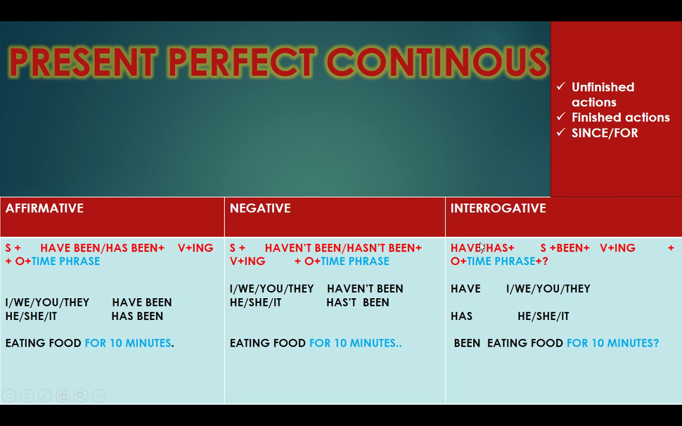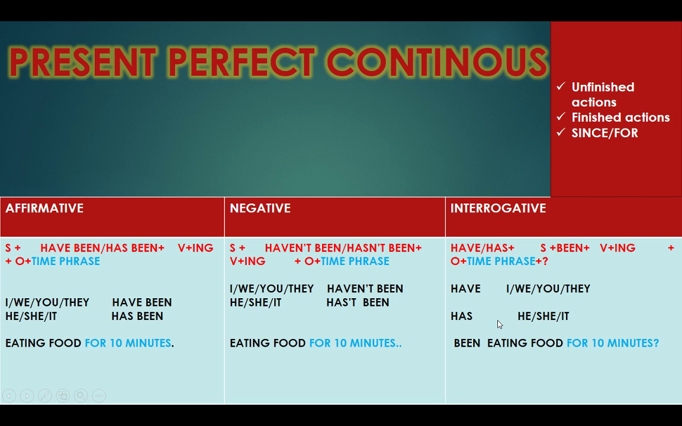देन इंट्रोगेटिव में have शुरू में आ जाएगा, have और has शुरू में आ जाएगा, फिर प्लस एंड देन सब्जेक्ट, फिर been, फिर प्लस वर्ब ing, फिर ऑब्जेक्ट और टाइम फ्रेज और क्वेश्चन मार्क. एग्जाम्पल, have I, we, you, they, has he, she, it been. अच्छा, उन दोनों का been मैंने मिलाकर यहाँ लिख दिया, जो मैं यहाँ पे लिख सकता था लेकिन यहाँ लिख दिया.